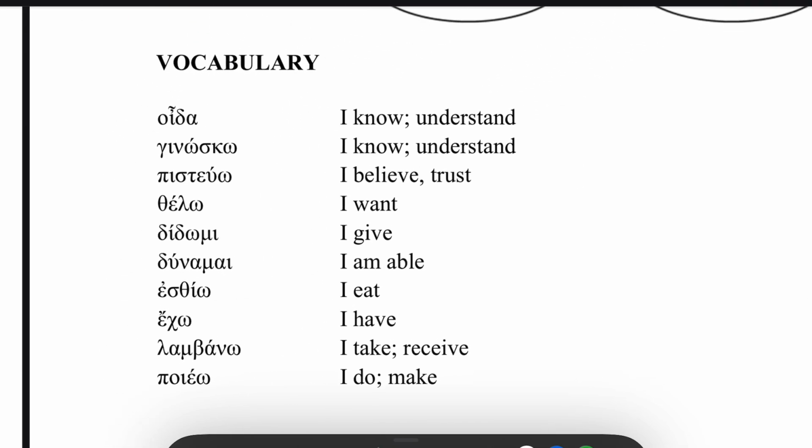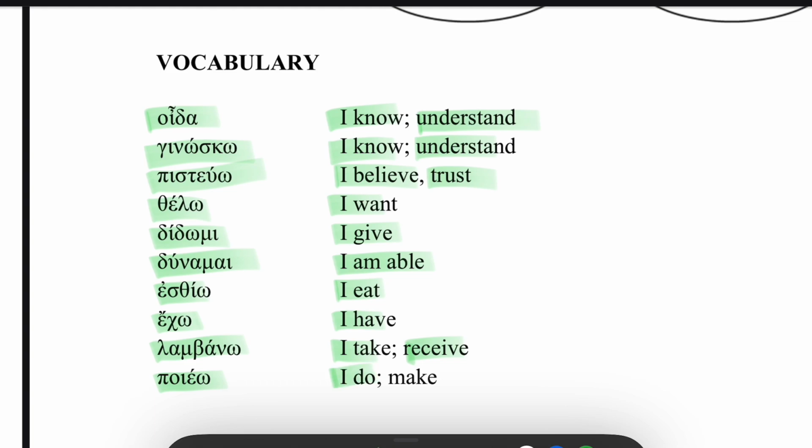Looking at our vocabulary for this chapter, we have oida. Oida is I know or I understand. Gnosko, I know or I understand. Pistuo, I believe or I trust. Thelo, I want. Didomi, I give. Dunamai, I am able. Estheo, I eat. Echo, I have. Lambano, I take or I receive. And poieo, I do or I make.